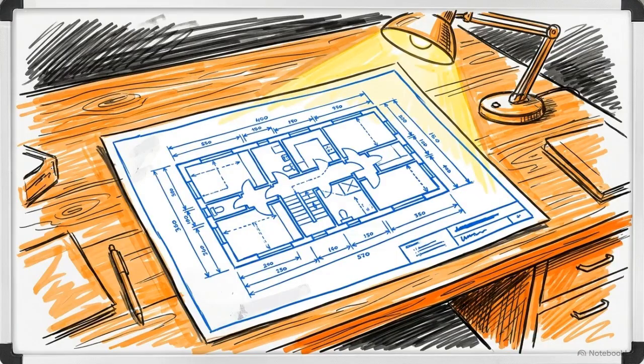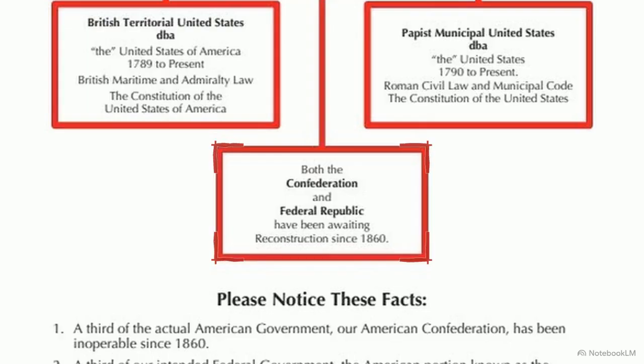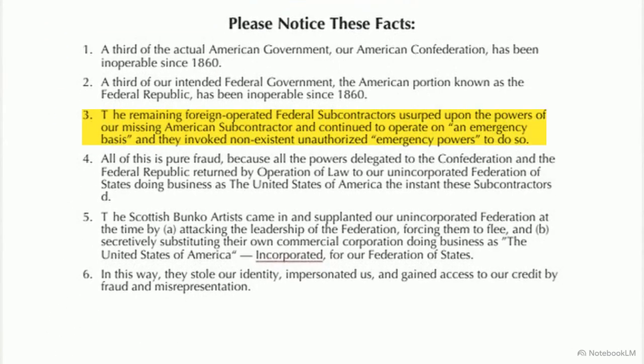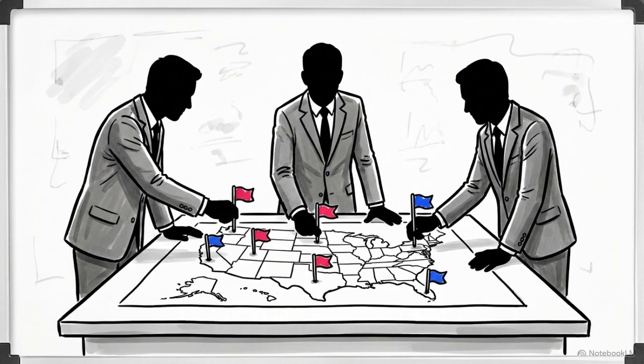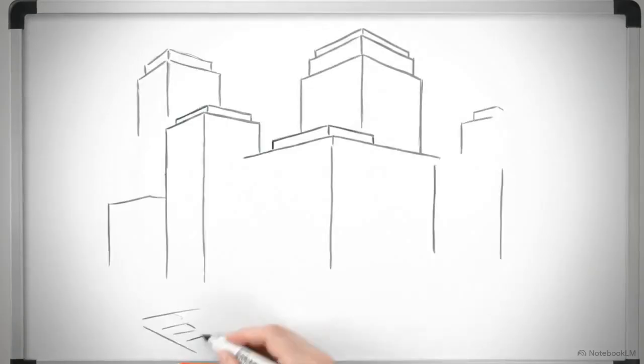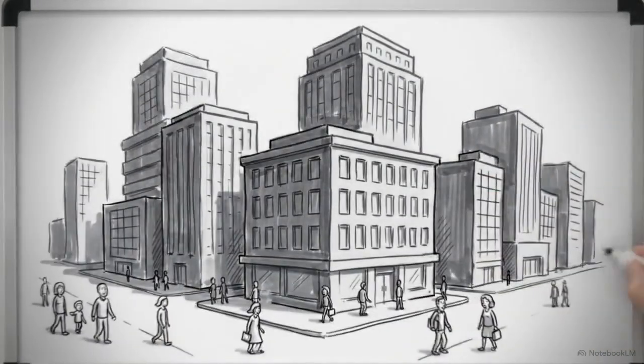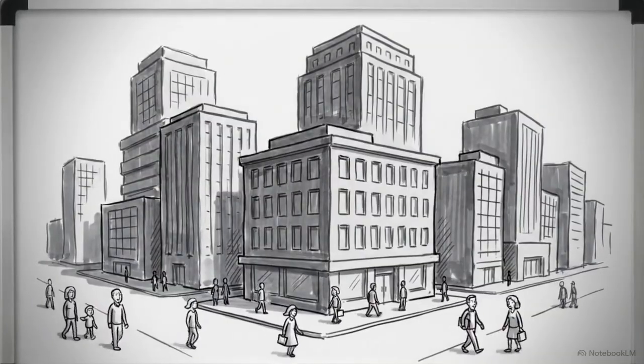This diagram maps out the intended structure of the American federal government. Looking at the center block reveals a glaring gap. A full third of this structure, the American Confederation and Federal Republic, has been inoperable since the Civil War in 1860. Moving below, Item 3 details what filled that vacuum. Foreign-operated federal subcontractors usurped the powers of the missing American government. They claimed non-existent emergency powers and simply continued to operate, building the administrative state most people comply with today.